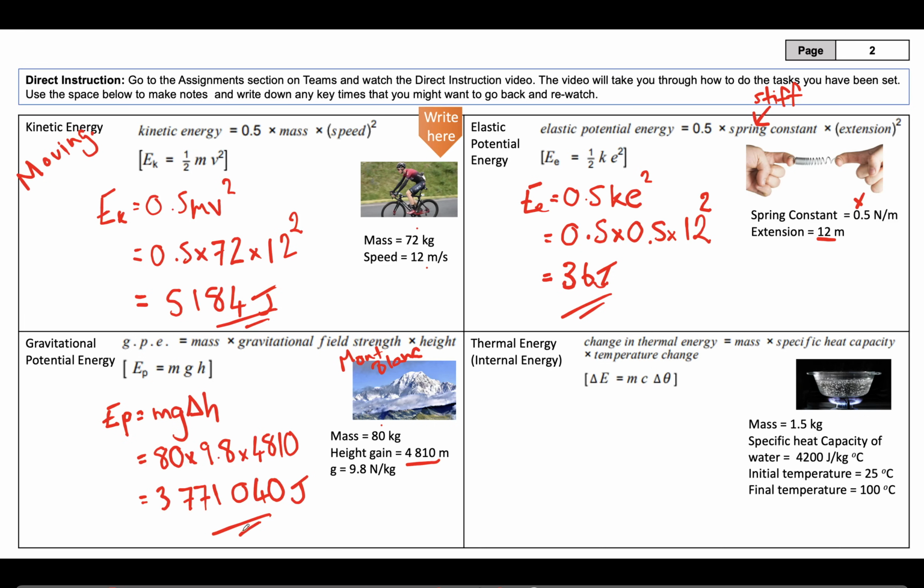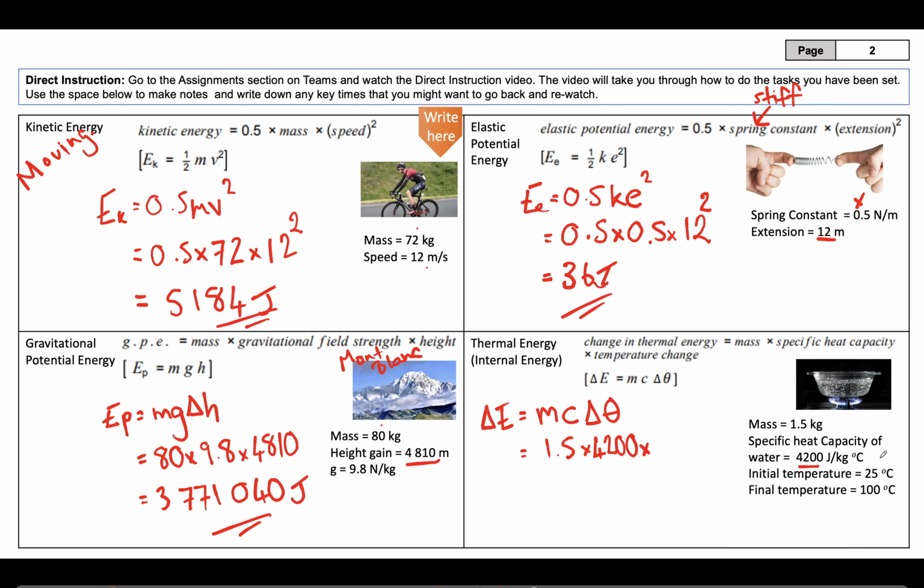3,771,040 joules. So that is our gain in potential energy. Thermal energy, the last one we looked at. So this time we'll use delta E, so the change in thermal energy. That's mass times by specific heat capacity times by the change in temperature. So 1.5 times 4,200 times by the change in temperature.